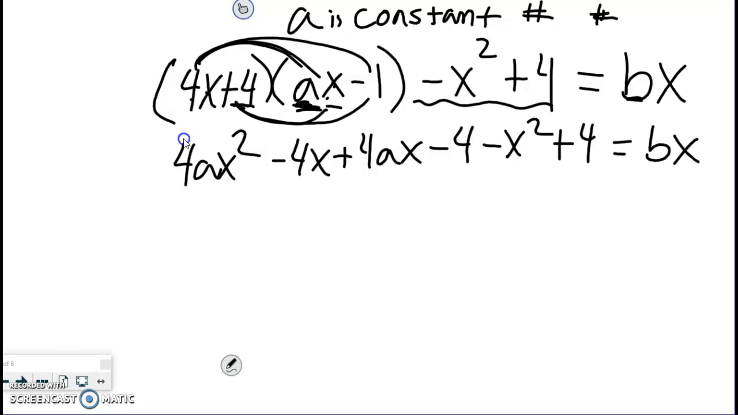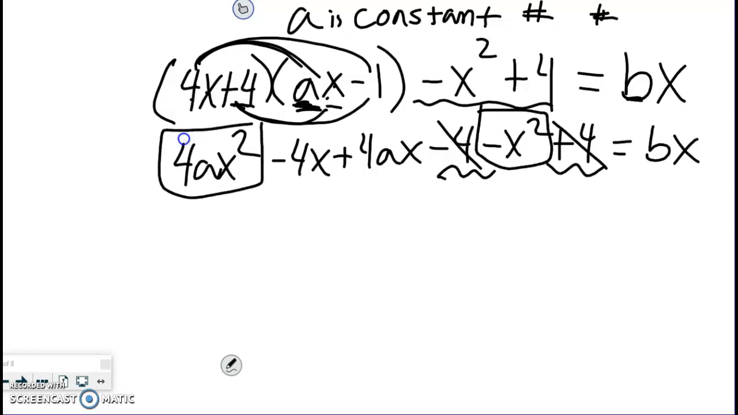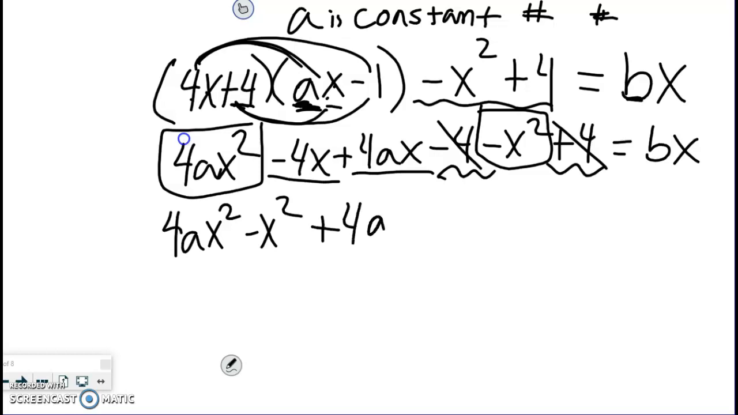So let's group our terms. Well, first of all, one thing that's sticking out to me is this and this. If I have negative 4 and positive 4, those two just cancel out. All right. Now I'm going to group all my x squareds kind of together. And I'm going to say 4a x squared minus x squared. And then I'm going to group all my x's together. I have this one, and I have that one. So I'm going to call it plus 4ax minus 4x. And this is all still equal to bx.